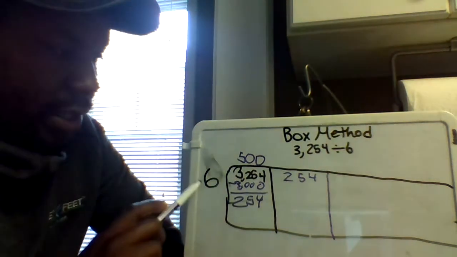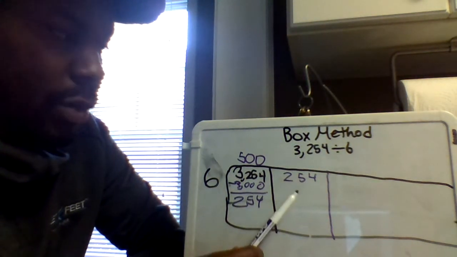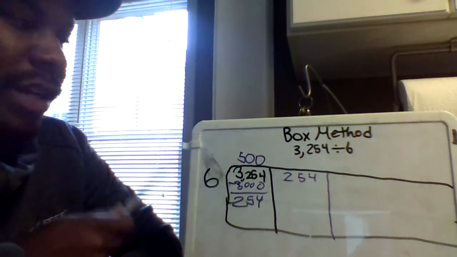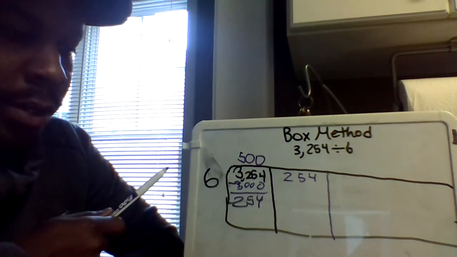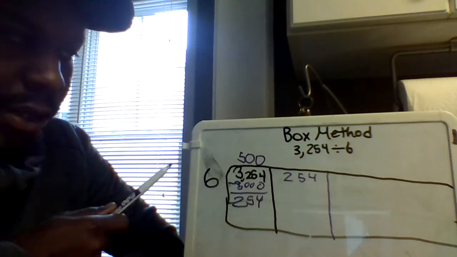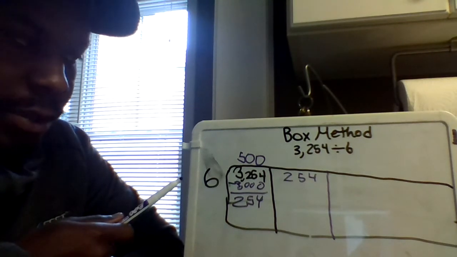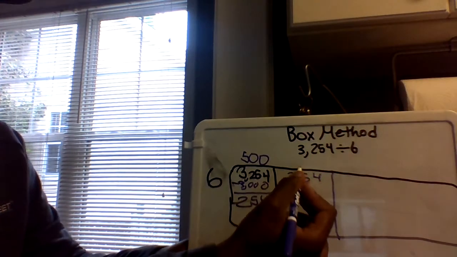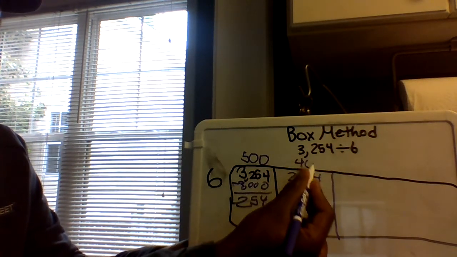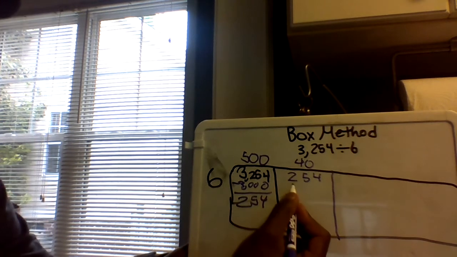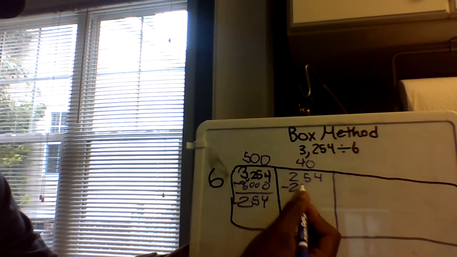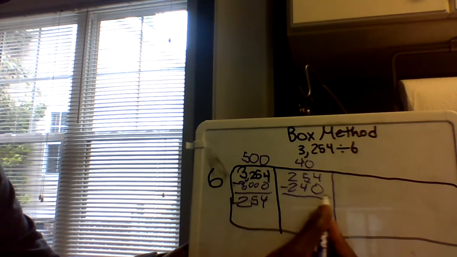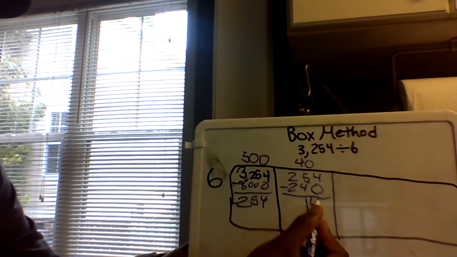Now, 6, how many times will that go into 254? I might not know that exactly, but I do know that 6 times 4 is 24. So that means 6 times 40 is going to be 240. That sounds right. So 40 is going to go up top. And what is 40 times 6? 240. So I'm going to subtract 240 from 254. And that's going to leave me with a difference of 14.